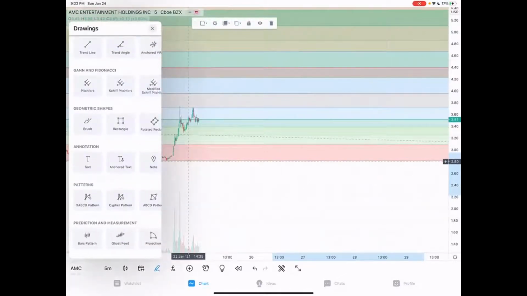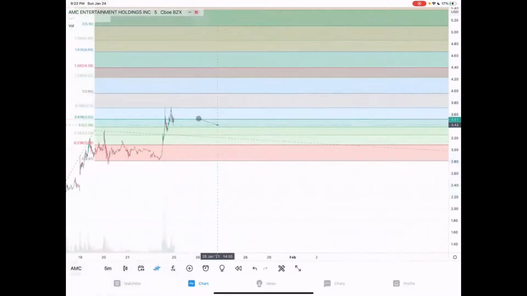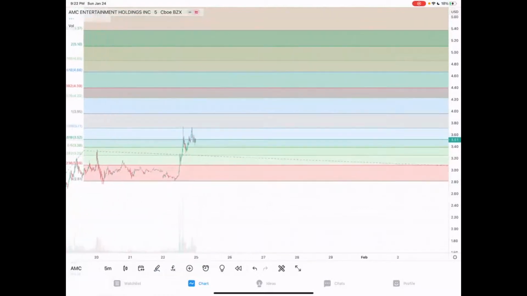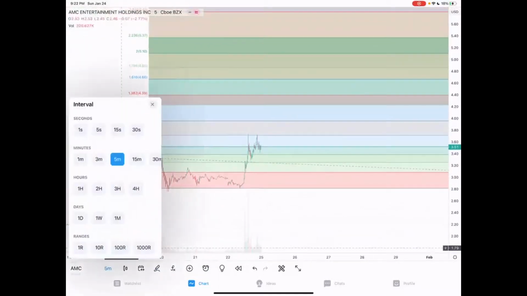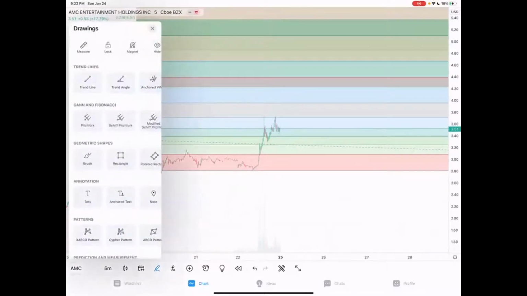All right, so what I was saying is if you get like a breakout up here, it's messing up. Sorry guys. Let's do this one more time. I just want to show you the levels while I'm doing it so you guys don't get confused. All right.